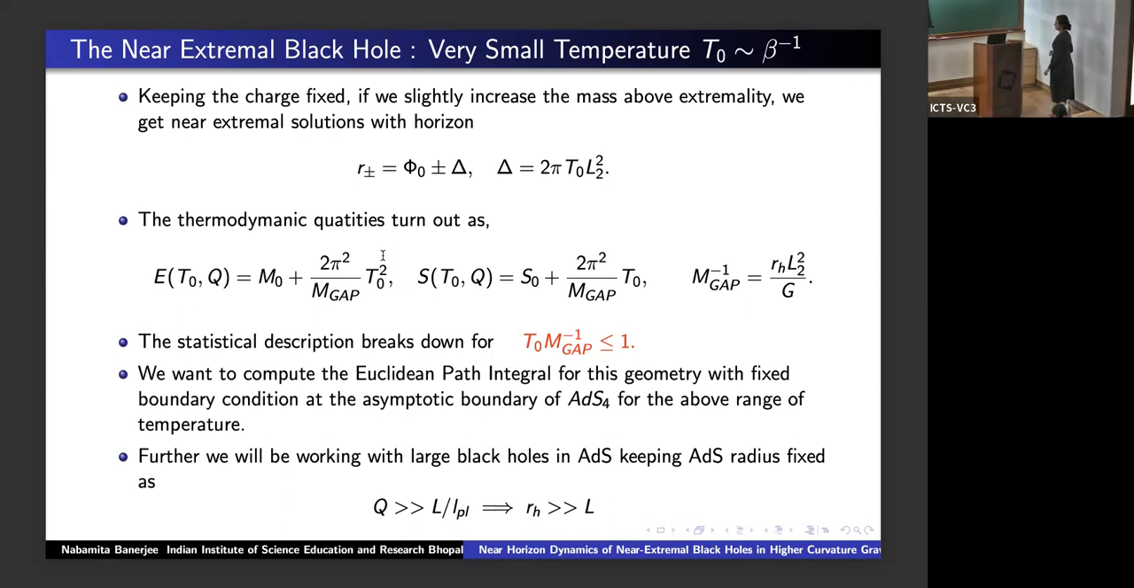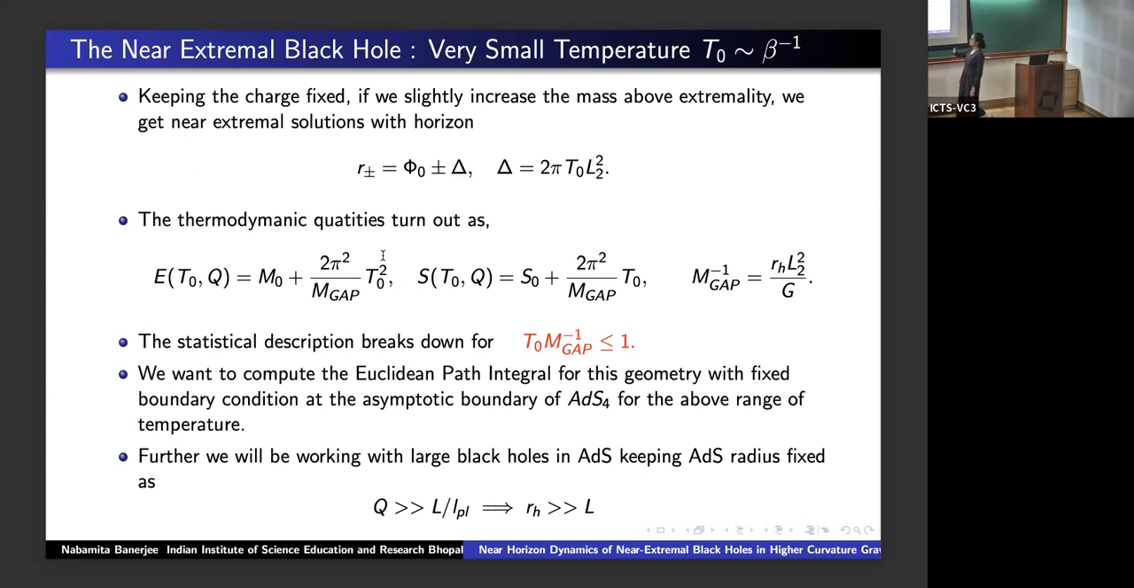Okay, fine, good. So this is what we will try to understand in this talk: how to compute the path integral for such a geometry. All we are doing is fixing boundary conditions at the asymptotic boundary of AdS4, and then for the above range of temperature. So we are interested in temperatures which belong to such a range, and we want to see that if at this temperature we can really compute the path integral, then how these results are going to be modified. I need extremality. The way I'm looking at near extremal is I'm demanding it to be just away from extremal.